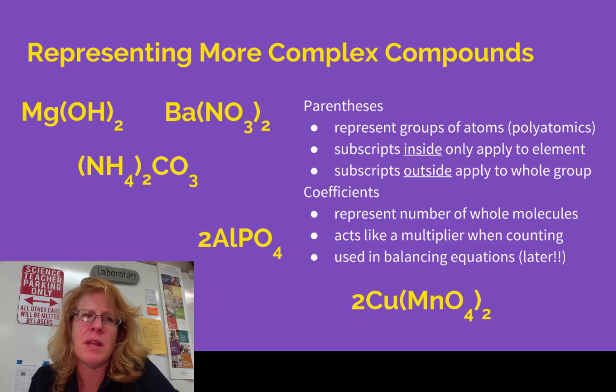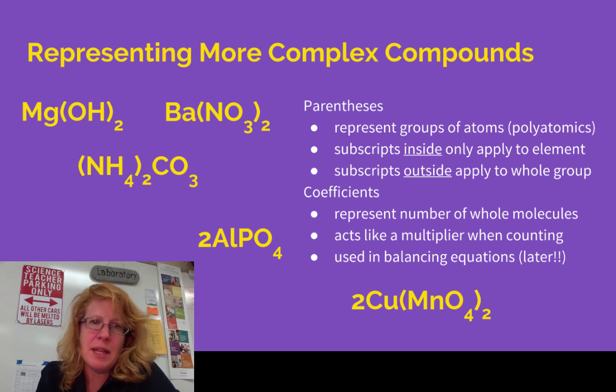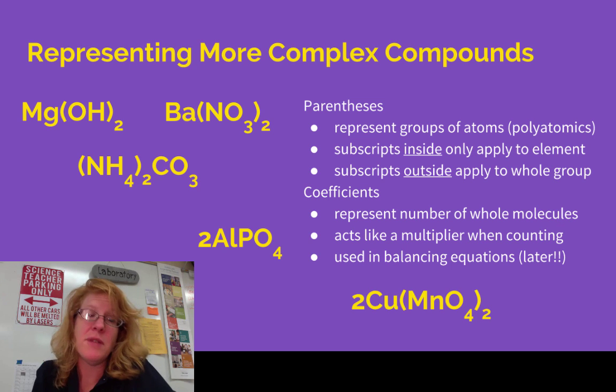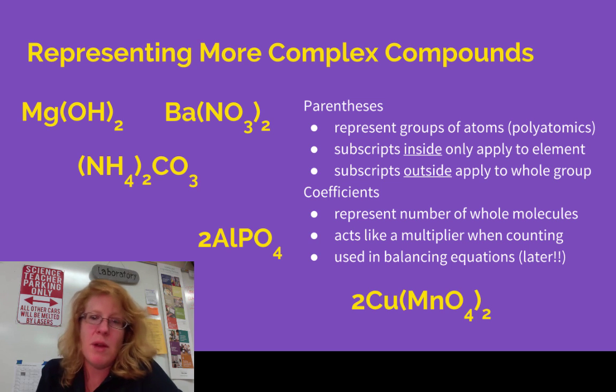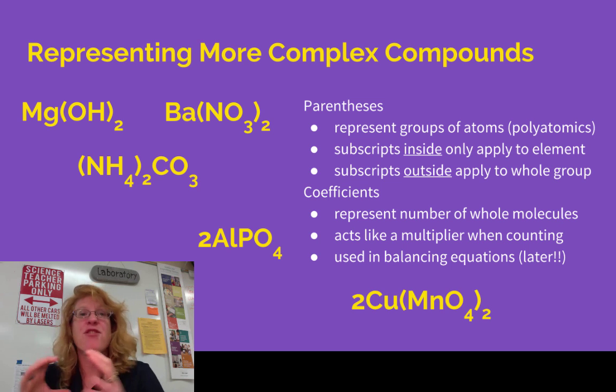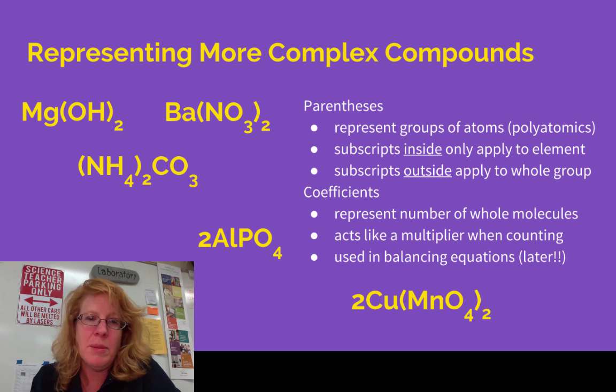And I know that gets a little bit confusing. We'll work on some more examples in class. And then the last thing that's on this particular screen is coefficients. If we put a number out in front of a compound, like 2AlPO4, or at the very bottom 2CuMnO4, ugh, crazy, that number is a multiplier. That means I have 2 of everything that's after it. So a little bit different.